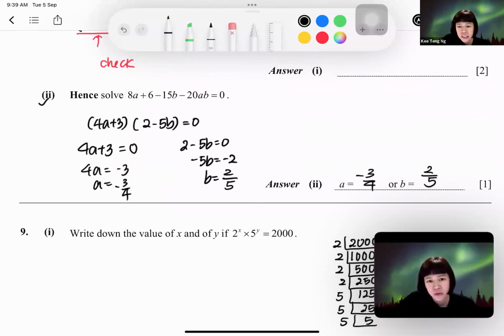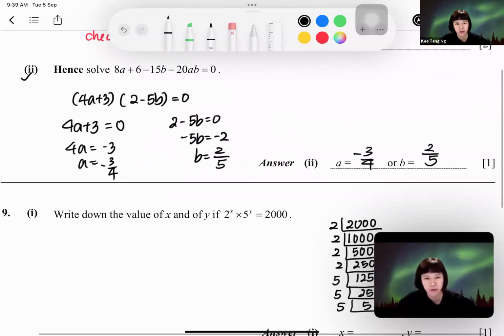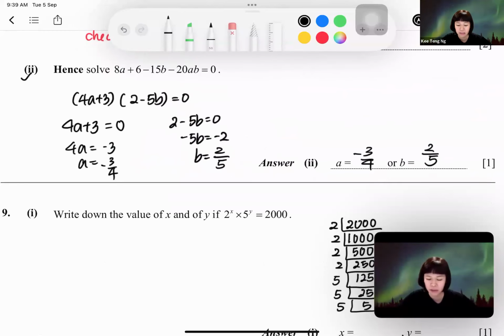So if you never do the equation, you never solve it, you will never get the answer. You do not know. Just try. Okay, so you try, sometimes a miracle can happen. You might be able to get your answer.